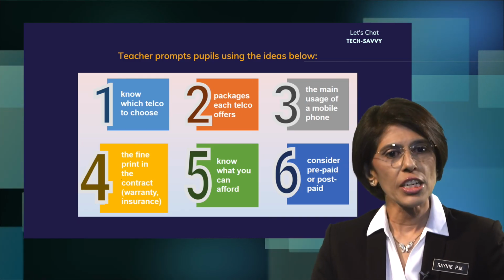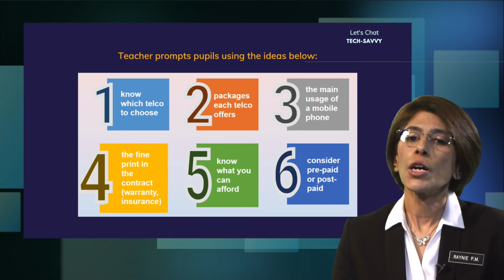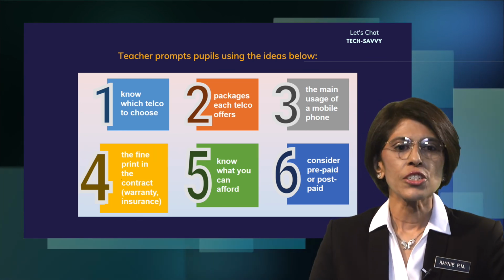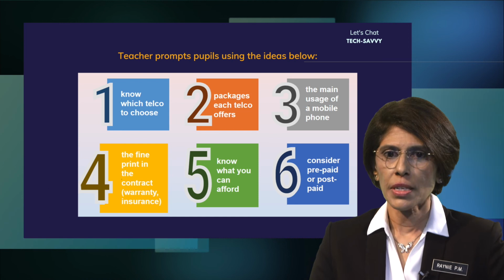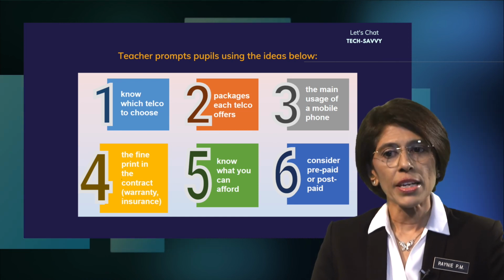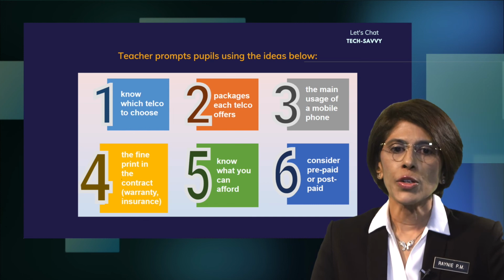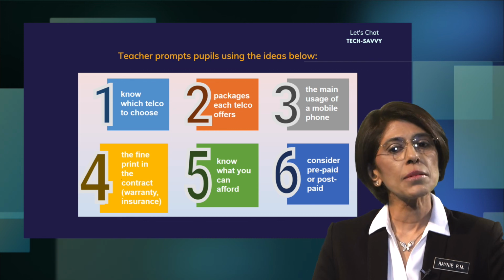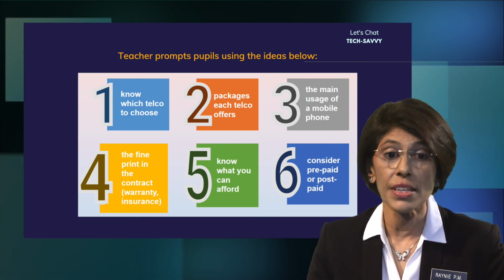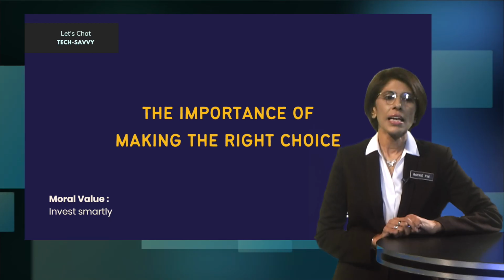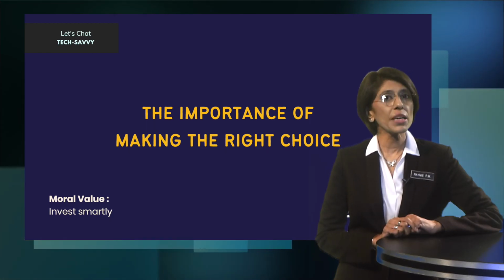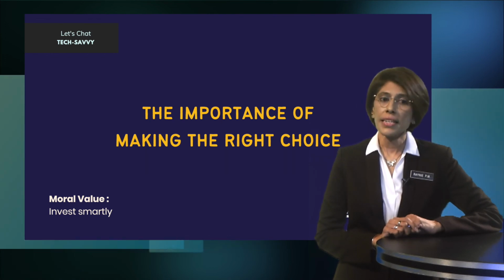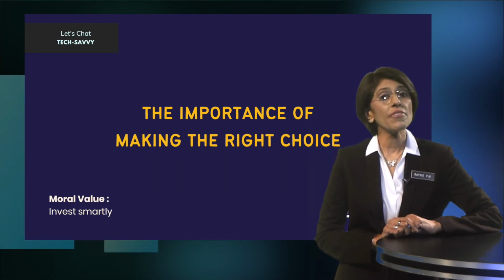For the closure, the teacher displays the 6 prompts. Pupils read silently. She then asks questions on the prompts to assess their understanding, for example, prompt 1: Know which telco to choose. An example of the question: Which telco has the best reception for the area that you live in? The teacher advises pupils to apply this knowledge when purchasing gadgets and emphasizes the importance of making the right choice. The teacher ends the lesson by stating the moral value: Invest smartly.